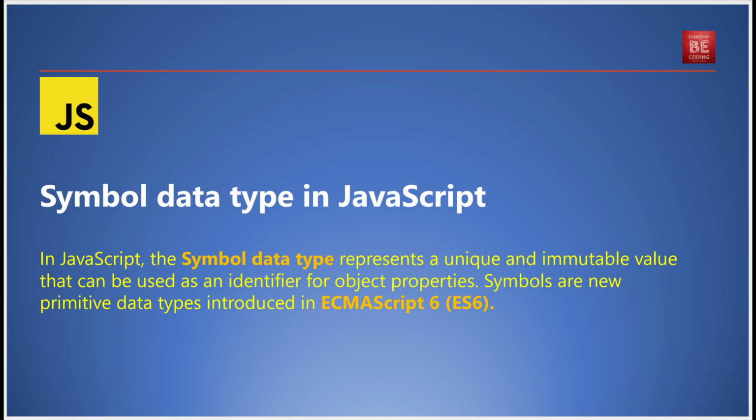Good day, everyone. Ever wondered about that unique and immutable data type in JavaScript called symbols? If you're scratching your head, don't worry. By the end of this video, you'll have a clear understanding of what symbols are and how they function in JavaScript. Symbols, a new primitive data type, made its debut in ECMAScript 6, popularly known as ES6.